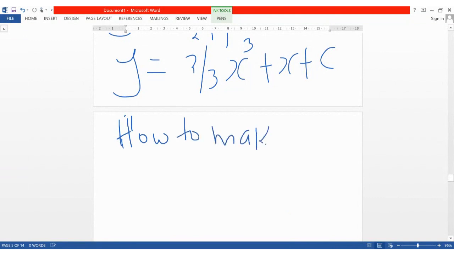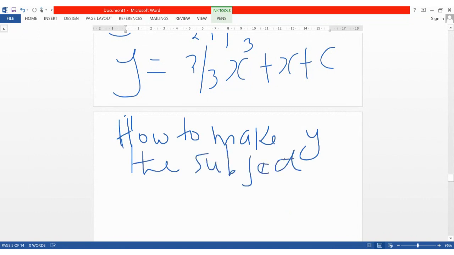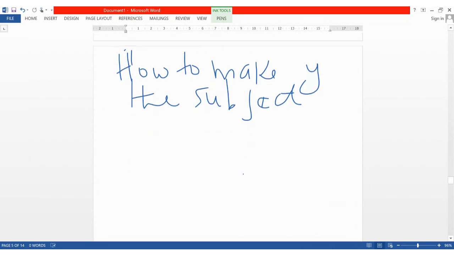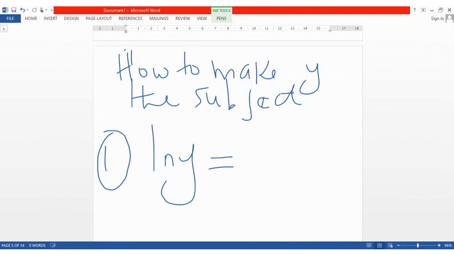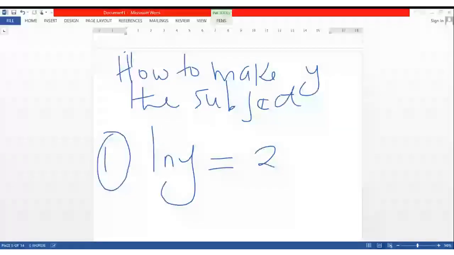Y the subject. For example, when you have ln y is equals to 2, how can you be able to, when you have ln and I want y, I don't want ln, how can I be able to make y the subject of the formula? That's the question I'm proposing, how to make y the subject of the formula.